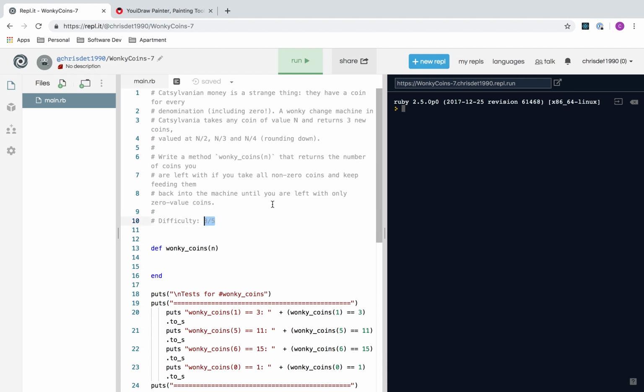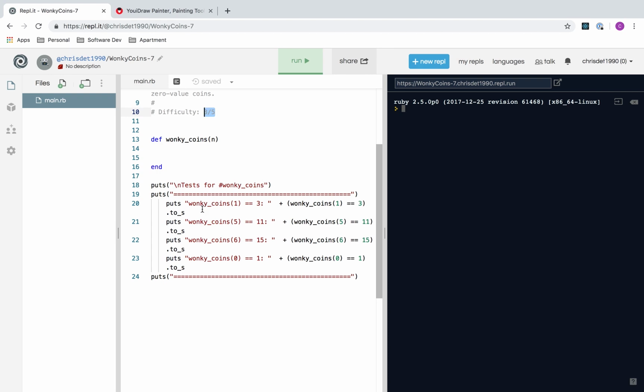All right, so let's see some examples. Wonky Coins of 1 will be 3. Wonky Coins of 5 will be 11. Wonky Coins of 6 will be 15. And Wonky Coins of 0 will be 1. That makes sense because once the coin is equal to 0, that's when we're going to start counting. We're going to see the total of zeros, so how many times that shows up.